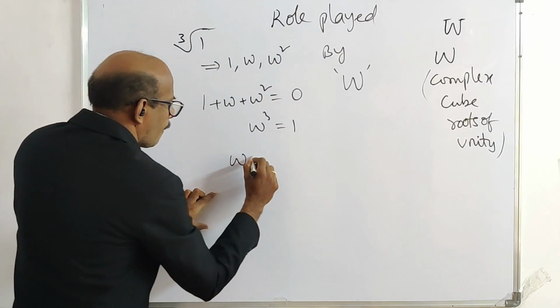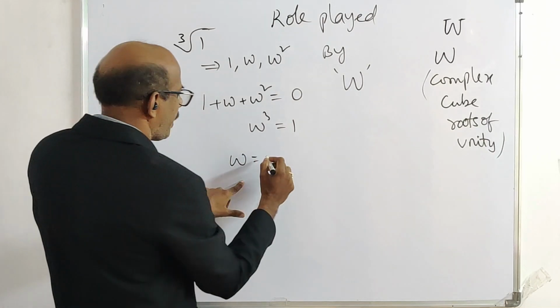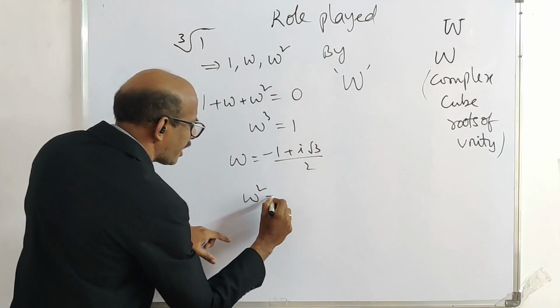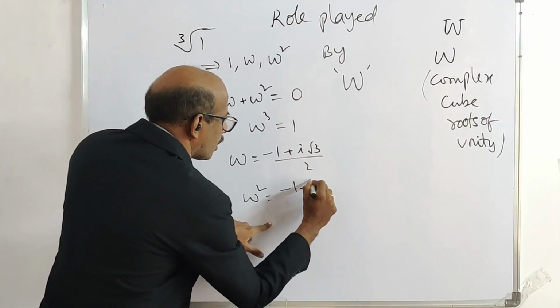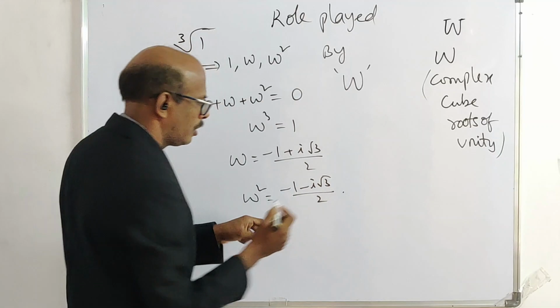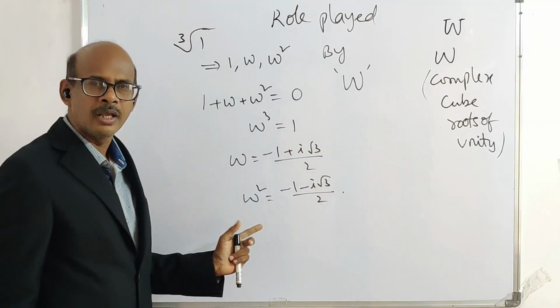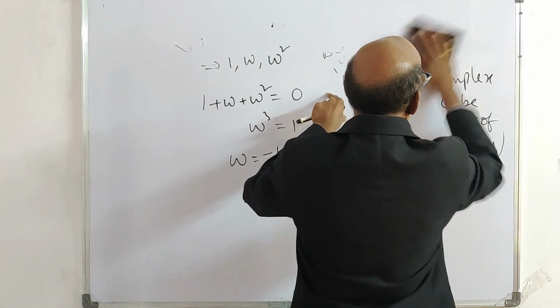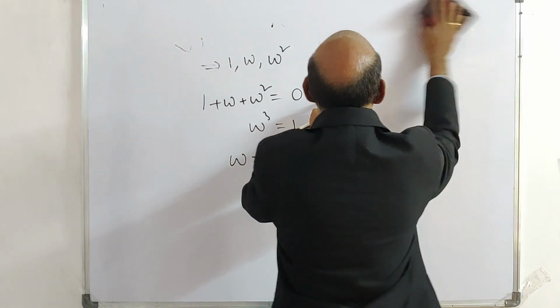The basic values or notation: omega is minus 1 plus i root 3 by 2, and omega square is minus 1 minus i root 3 by 2. This is simply recollecting the omega data from the last video, linked with the complex numbers chapter.